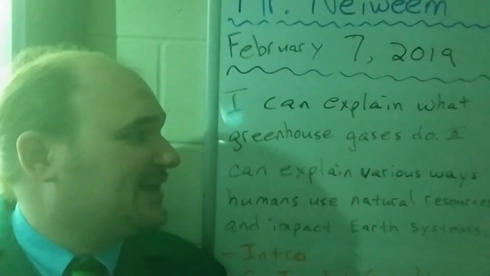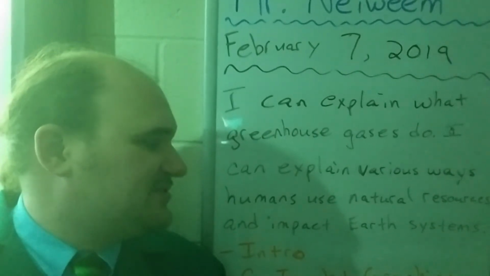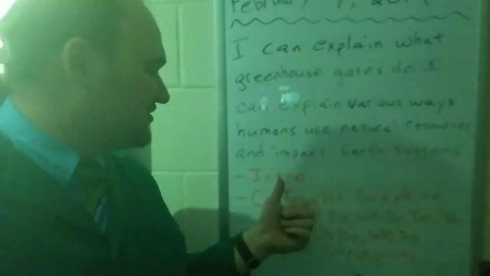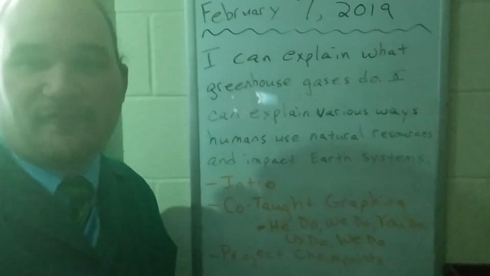It is February 7th. We're looking at our objectives. Similar to what we've been looking at, I can explain what greenhouse gases do. I can explain various ways humans use natural resources to impact Earth systems. We have a couple things going on: intro, co-taught graphing. We're going to be looking at a graph before we start off class today.